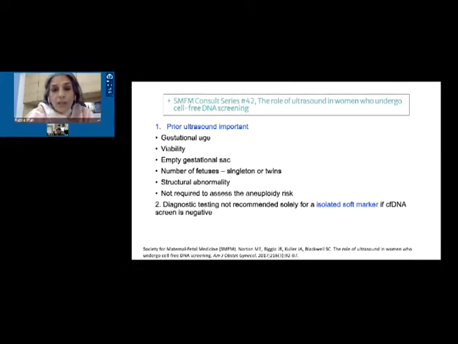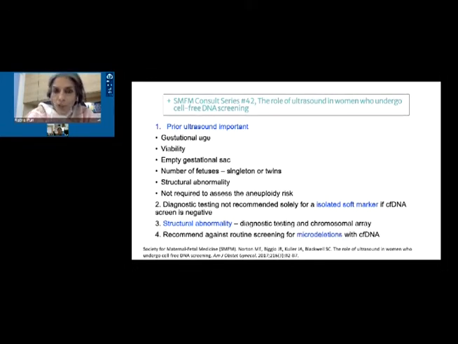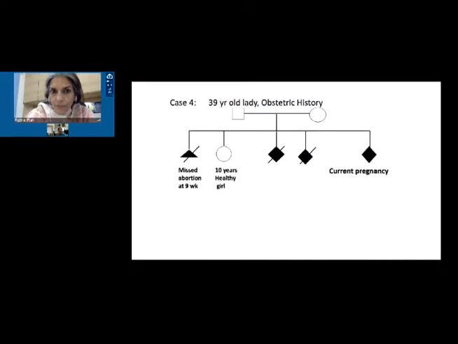No diagnostic testing is recommended if an isolated soft marker is identified further on, if the cell-free fetal DNA screen is negative. If there is a structural abnormality in the ultrasound, then diagnostic testing and chromosomal array needs to be done. And the series and the guidelines also say no NIPT for microdeletions in the maternal sample.